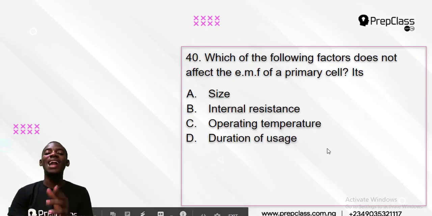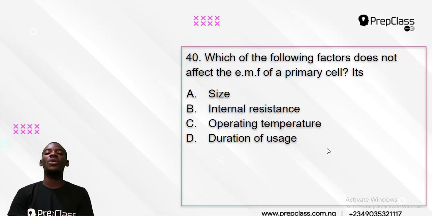Let's check out number 4, the last one for this video. Which of the following factors does not affect the EMF of a primary cell? EMF means electromotive force, right? What do you think cannot change the EMF of a cell? Is it size, internal resistance, operating temperature, or duration of usage? Do you have any idea which one might be right? Now you can make a guess.